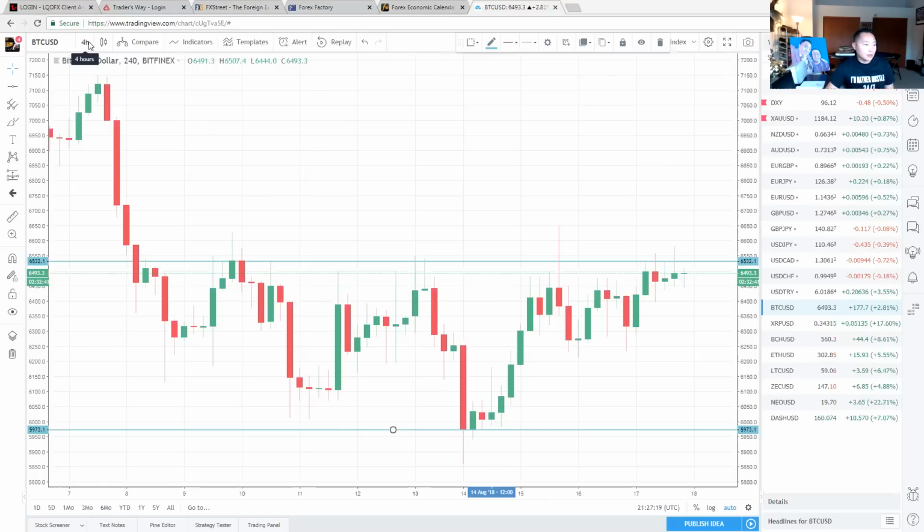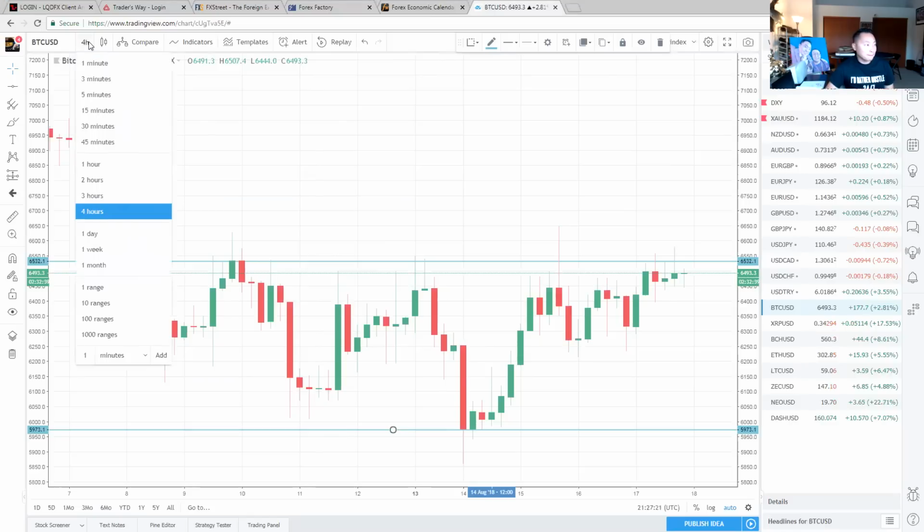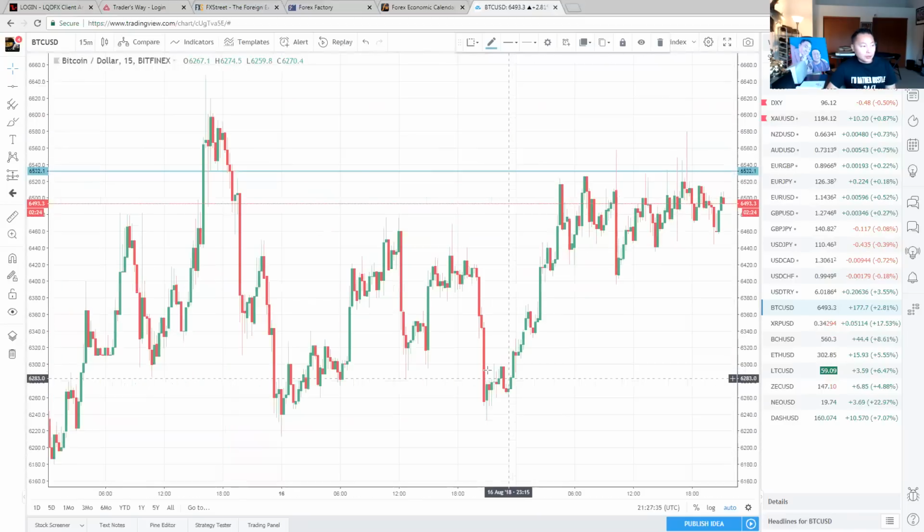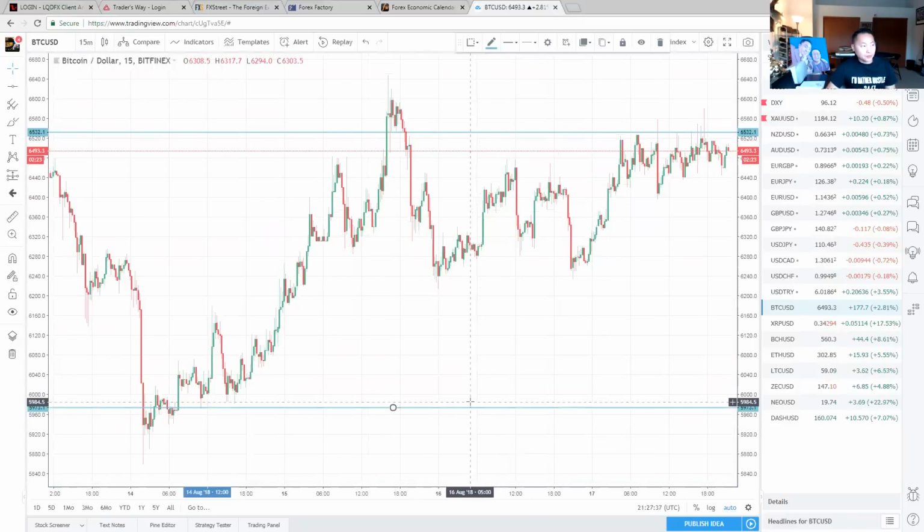So that's why I like the 4 hour for swinging. Now what I did was I said, screw it. I'm jumping straight down to the 15-minute. Reason being is because with the 15-minute structure, now you get more precise.